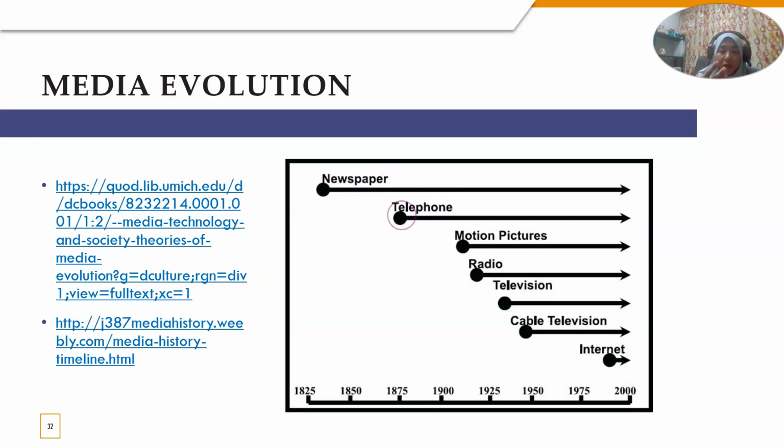For example, the telephone: we have the normal line, or we can have the digital telephone where you can use the internet line to call. Motion pictures also have printed and digital. Radio uses FM frequency or online radio. And television, of course, has also evolved, from the normal television to digital or television on demand, and from cable television to internet television.